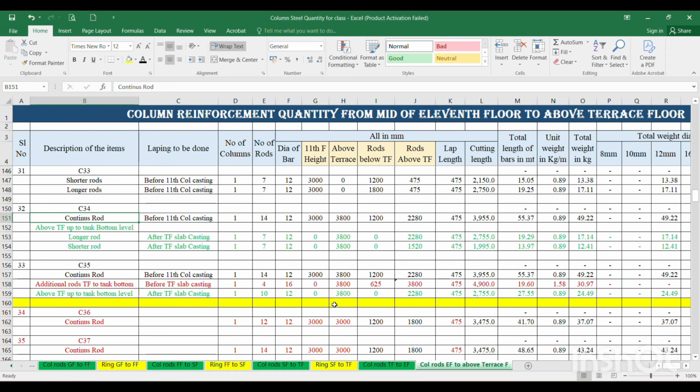So that 3.8 meter only I have entered over here. That is the continuous rod before the 11th floor. This is 1412. This is the 11th floor height. This is the above terrace floor.